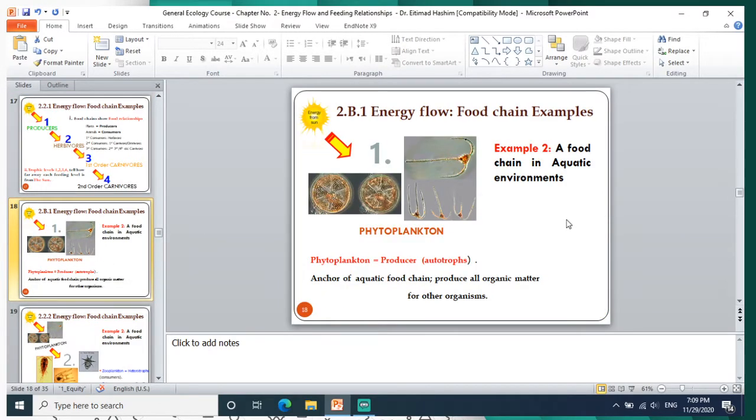Okay, let's take a second example of a food chain. We will take it from the aquatic environment. In the aquatic environment, there are also living species that have chlorophyll, called phytoplankton. So the phytoplankton in the water environment are the producer. So we call them the producer, and we also call them autotrophs. So they are the anchor of the aquatic food chain. They produce all the organic matter for all other organisms.